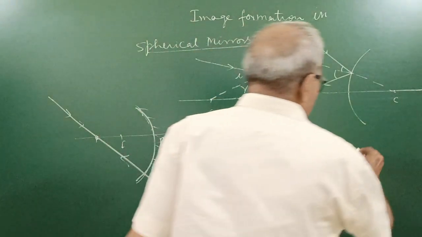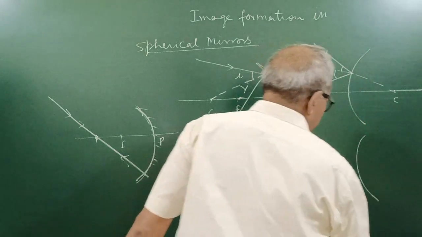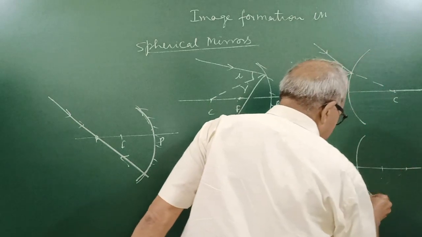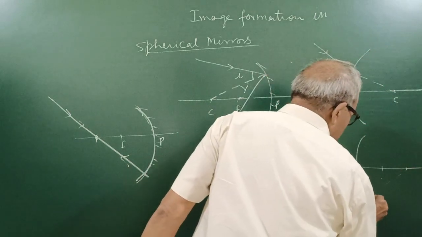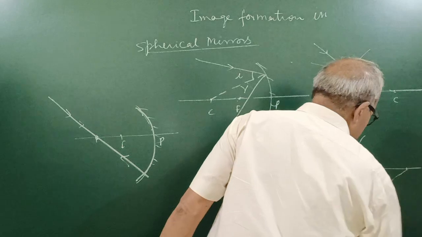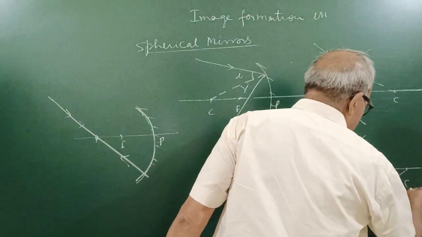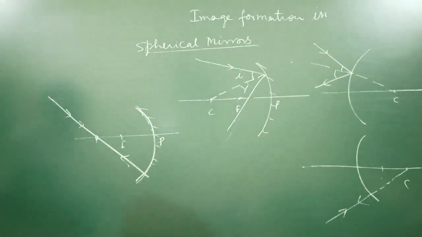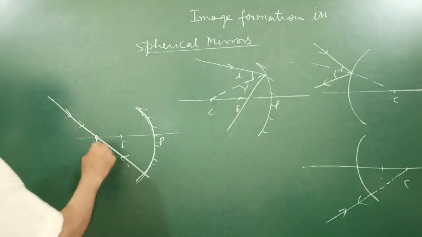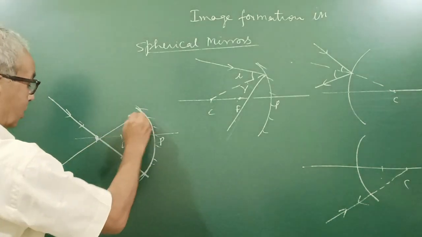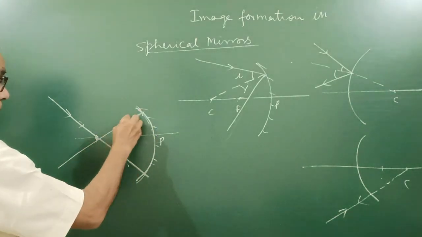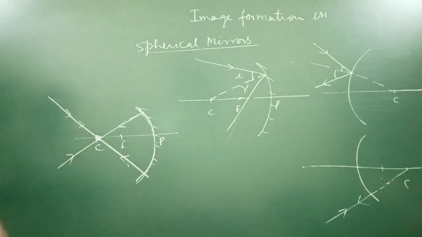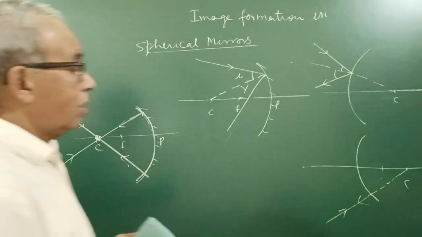Similarly here, in a convex mirror, it is C here and F here. Now the ray has fallen like this, so it is actually being produced here. It will pass through the center, so it will be reflected back because it is falling normally, perpendicular, whatever be the path. So it is falling normally and comes back. In any direction, if a ray is going through C, it is reflected back on the same path.